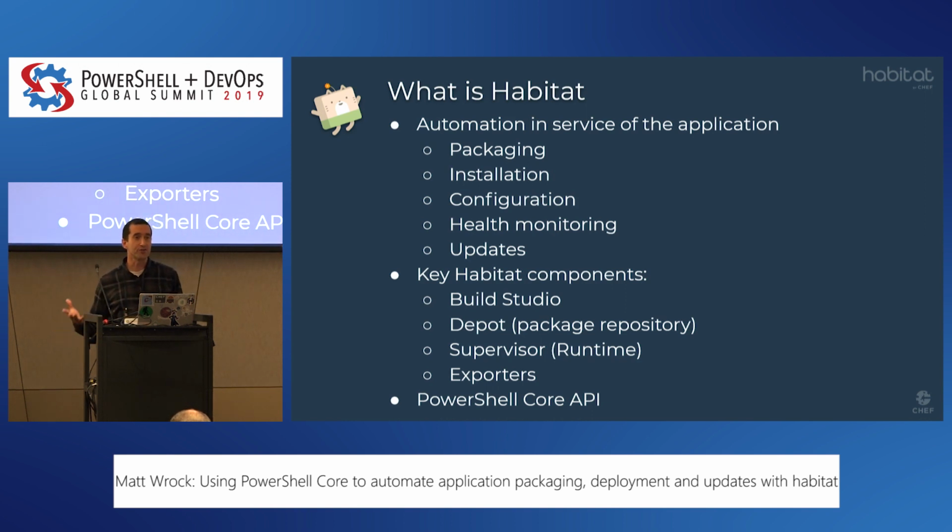A supervisor, so that's really the runtime agent of Habitat, super small, that runs on the application server. It's going to pull down your packages from the depot. It's going to load your application. It's going to know how to run your application. And then exporters. Exporters is kind of an optional component. We're going to be looking at an exporter that I think is interesting, our Docker exporter.